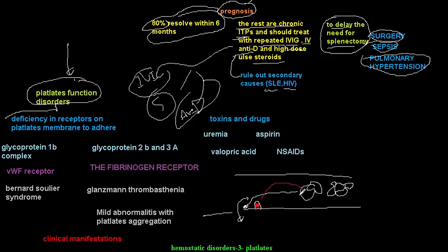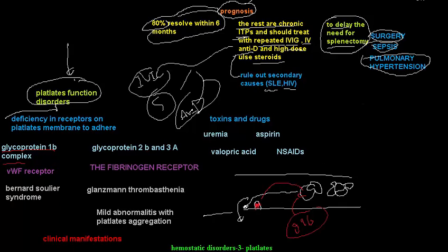The receptor on a platelet that will attach to the von Willebrand factor and adhere to it is called the glycoprotein 1b complex. So here we have the glycoprotein 1b complex, and it should adhere to von Willebrand factor.